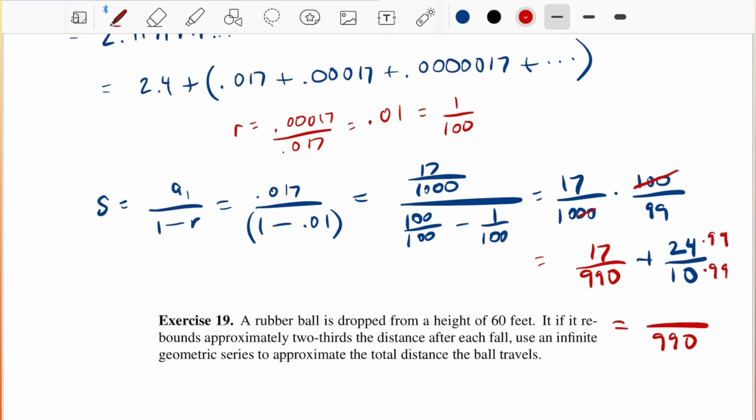So to check your answer, all you have to do is type this into your calculator, and it should give you this repeating decimal. So type in 2393 divided by 990, and you will get this repeating decimal.